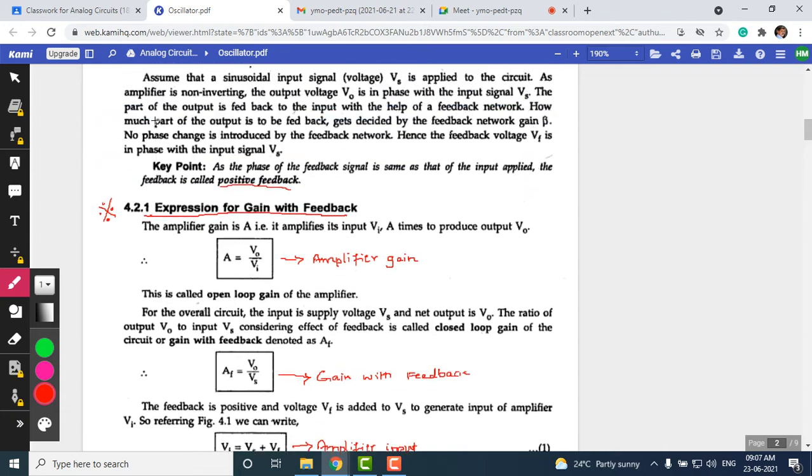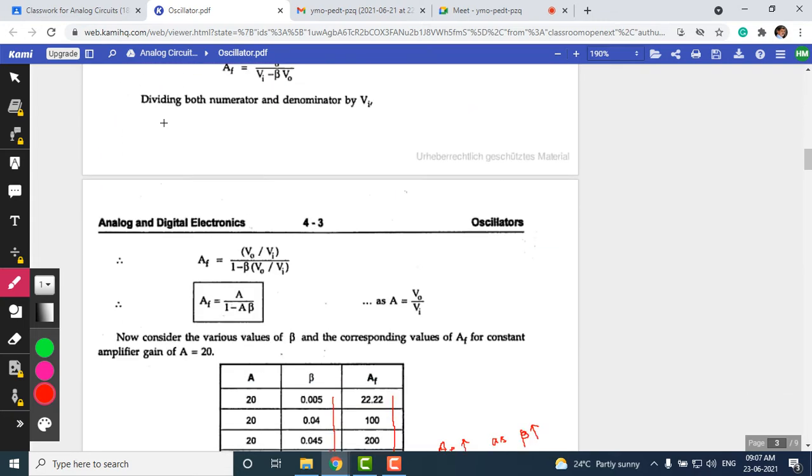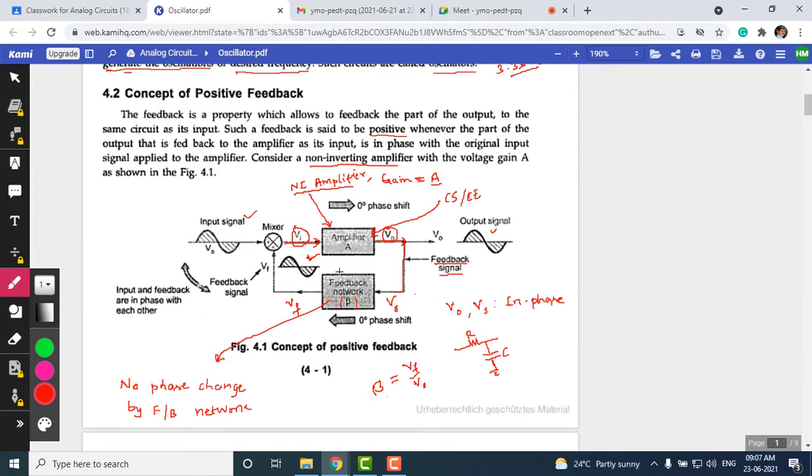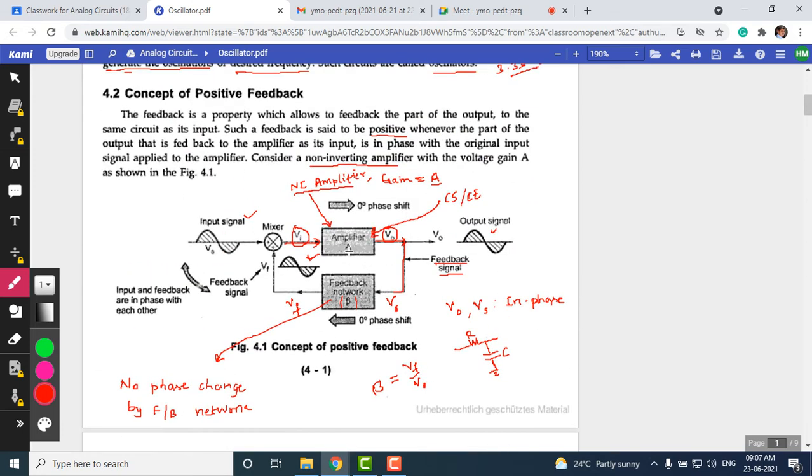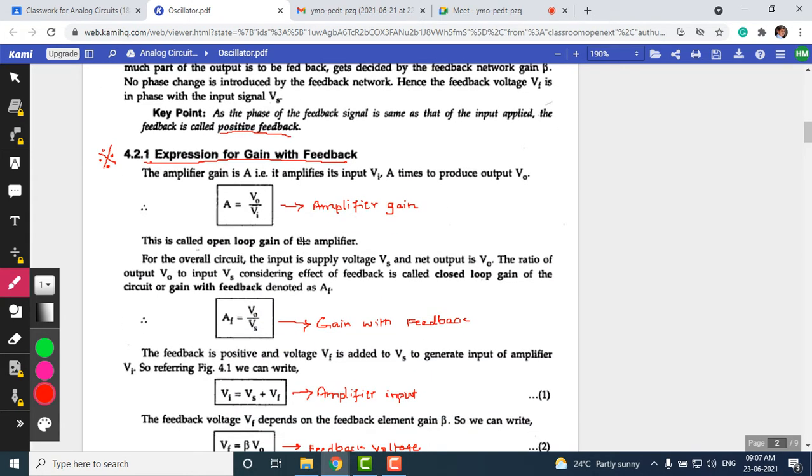For this, let us consider the diagram shown here. From this you can see the basic amplifier. We have chosen a non-inverting amplifier here. The gain of this basic amplifier is V naught by Vi, which is written here. This is the basic amplifier gain, denoted as A, equal to V naught by Vi. This is called the open loop gain.